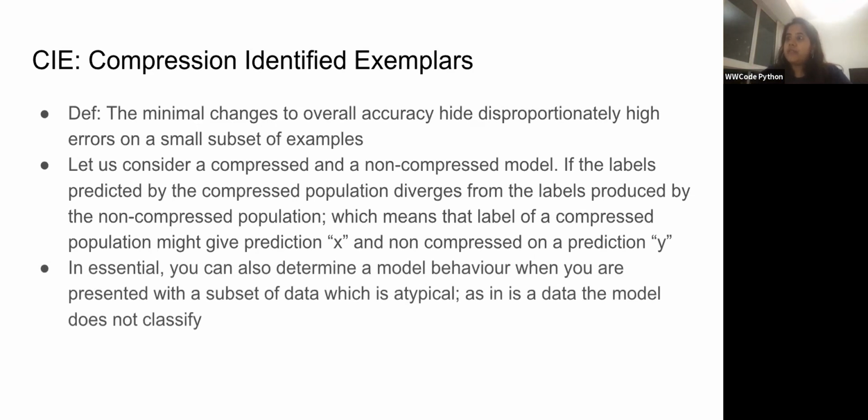So it determines model behavior when you're presented with a subset of data which is atypical. Atypical means the model was not really trained on it. It does not mean that the model was trained on X versus Y, or was trained on the class X; it means it was an attribute, like the ear thing, right, for the dog.